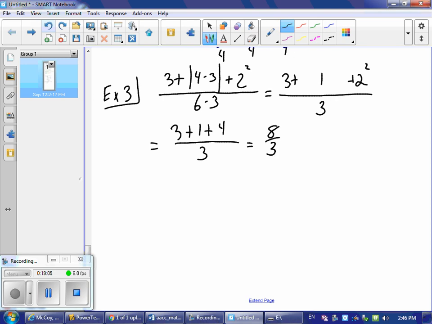The actual answer to this problem should be 8/3. If, for some reason, you canceled these 3's out, all I have left over is 1 plus 4, which is 5. 5 is definitely not 8/3. They are not the same thing. So that cannot be done. So let's get rid of those red marks because we can't do that. So this simplifies to 8/3.